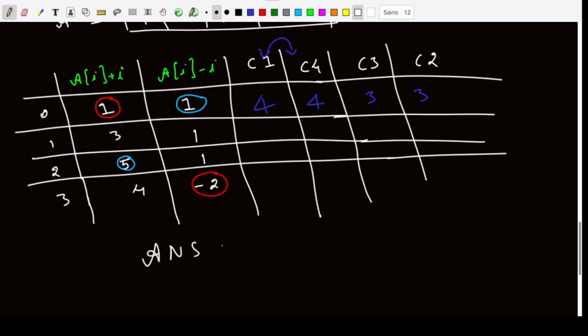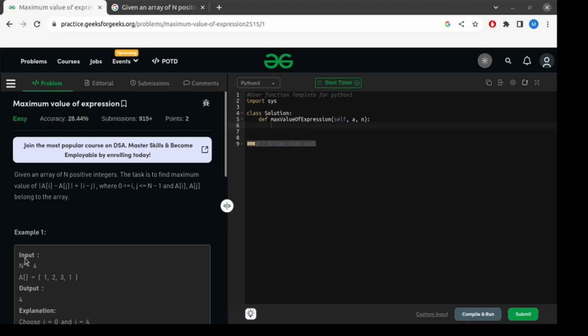Okay. I hope the explanation is clear to you. And in case there is still confusion, please feel free to drop a comment and I'll try to address them. Okay. So having understood this, let us try to write down a code for this. Okay, so let me go to my editor.